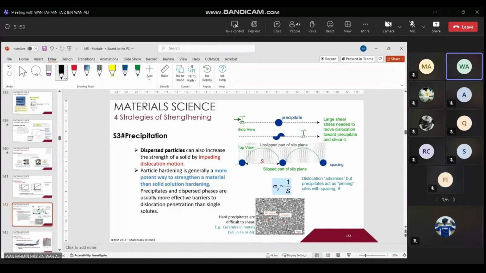This one is top view, if you view from the top. Okay, so this behavior is known as Frank-Read behavior. I cannot explain it here, it is on the next slide.